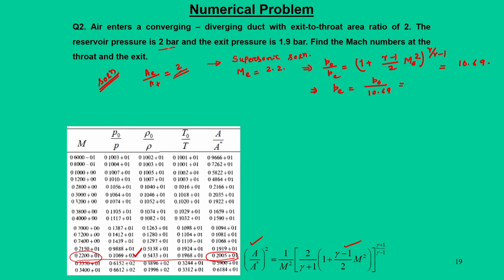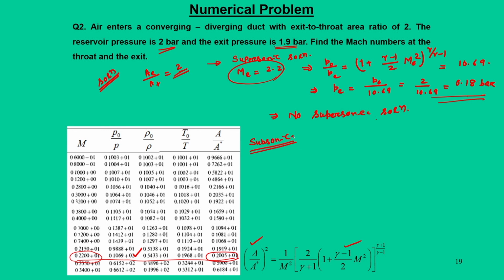Now, if this is the case, your exit pressure should be P naught by 10.69. Your P naught is 2 bar, so 2 by 10.69 gives 0.18 bar. So, to have supersonic flow, we must have exit pressure 0.18 bar, but that is not maintained here, where your exit pressure is 1.9 bar. So, there is no supersonic solution possible for this particular situation. So, we will have a subsonic solution.